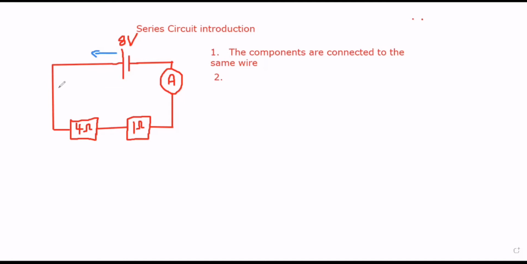So now, look at the wire. We said the components are connected to the same wire. Therefore, it leads us to the second characteristic, that the current has only one pathway in a series circuit. There's only one pathway for current to flow. That's the second characteristic. So there is only one pathway for current to flow because all the components are connected to one wire.